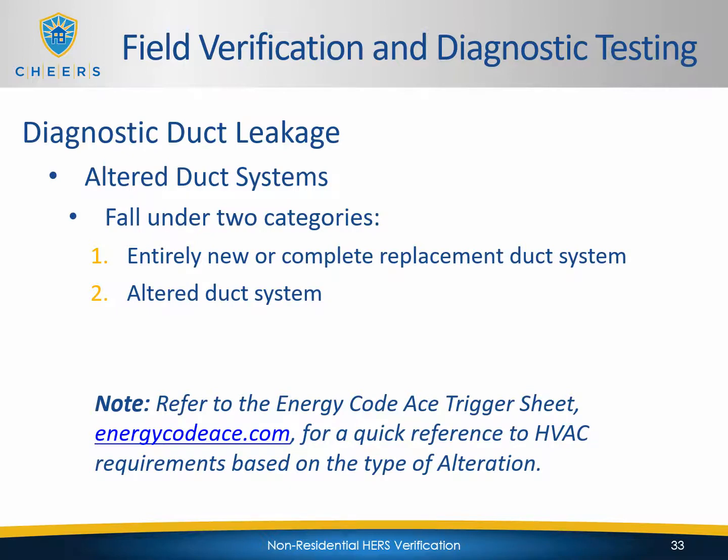Now for altered duct systems, an altered system can fall into one of two categories. So it'll either be an entirely new or complete replacement duct system, or an altered duct system. Now if you're not sure what categories these fall under, what types of HVAC requirements are based on what type of alteration it is, Energy Code ACE does have a trigger sheet. You can see there at the bottom, energycodeace.com. They work closely with the California Energy Commission and have a lot of good resource materials there. So be sure to check out Energy Code ACE and see what they have available for you.